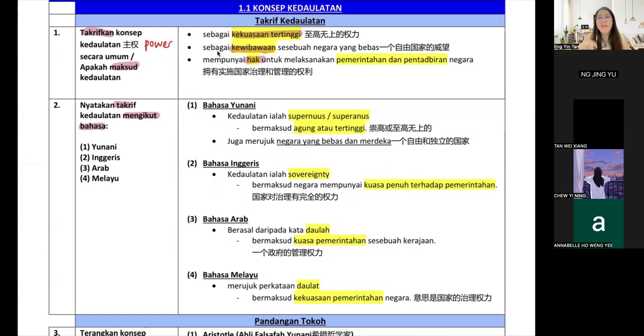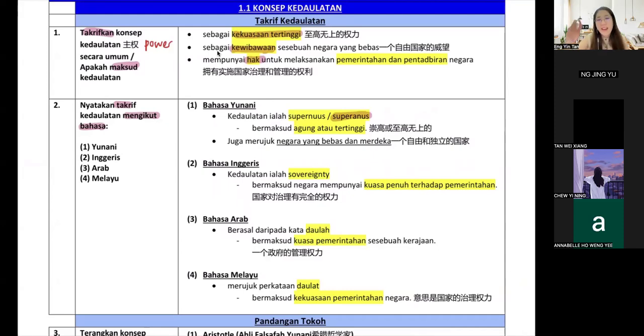Now, if the question is very specifically asking you for Arab, then Yunani, then you just write. So Yunani, everybody, Yunani is the very first language. I mean, the ancient language. So that's why it's the first language. Yunani is Greek. Okay, in Greek, kedaulatan means supernus or super anus. I would prefer super anus. It sounds like, wow, so powerful. Super anus, come on.